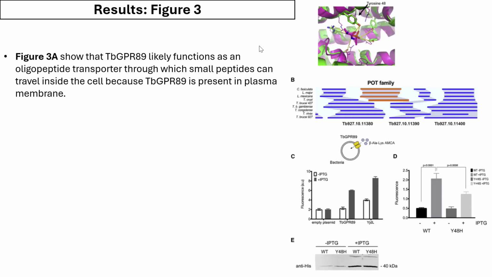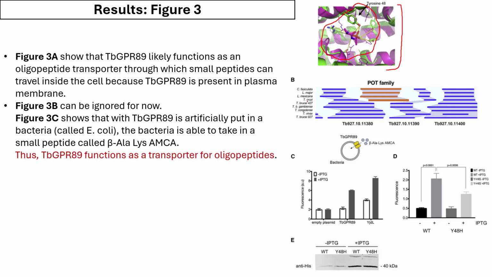In figure 3a, researchers have shown that the GPR89 protein can interact with oligopeptides. So this is an oligopeptide, and they have done this computerized simulation to see if GPR89 can actually interact with small peptides. And they have shown that there is a possibility that this protein can interact with short peptides. You can ignore figure 3b for now.